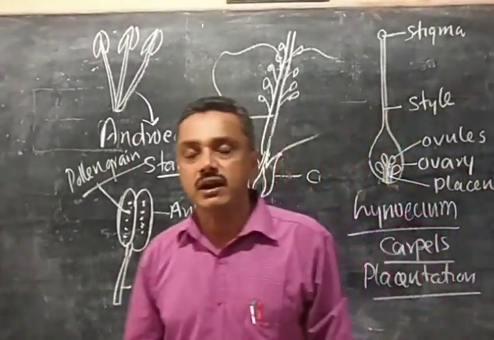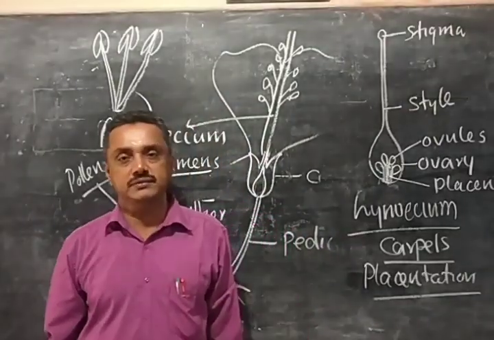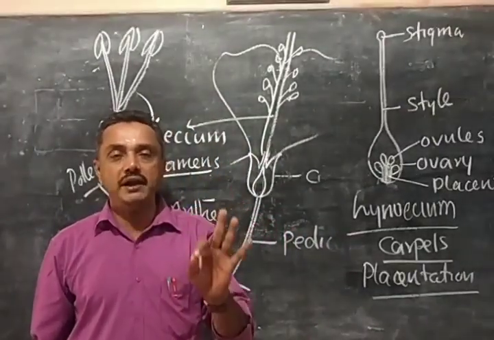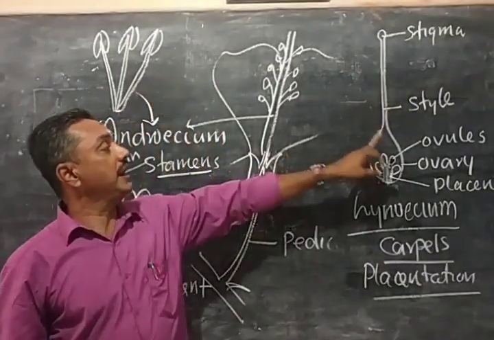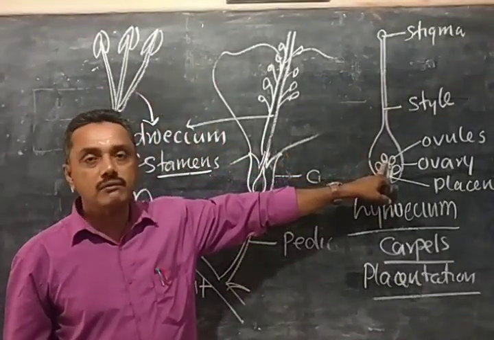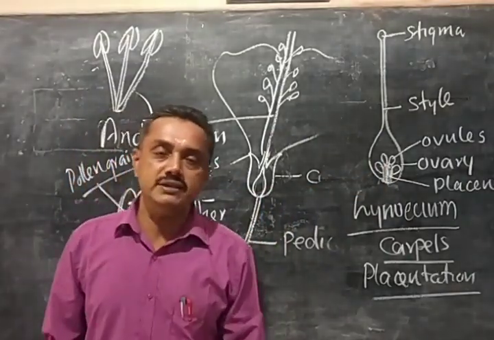So a typical flower consists of four parts: calyx, corolla, androecium and gynoecium. Androecium is the male part of the flower and gynoecium is the female part of the flower. Okay, the remaining we can see in the next class.